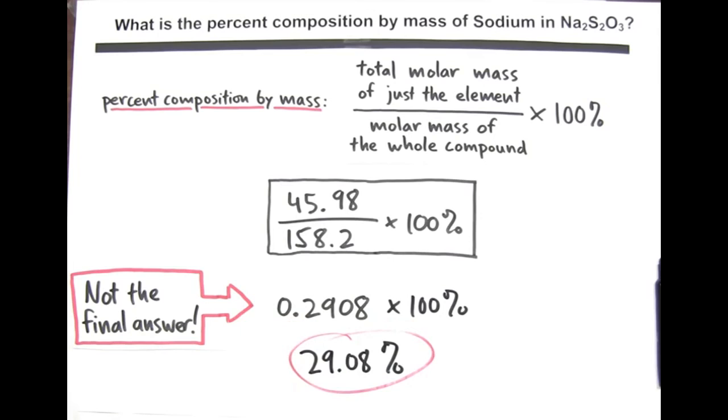This multiplied by 100%. So those are the two most common mistakes with percent composition by mass problems, and now you won't make either one of them.